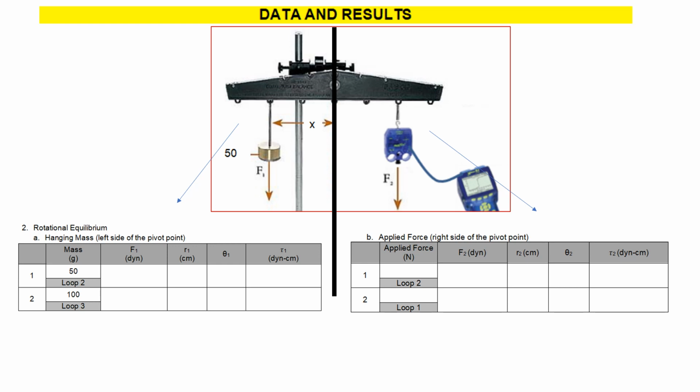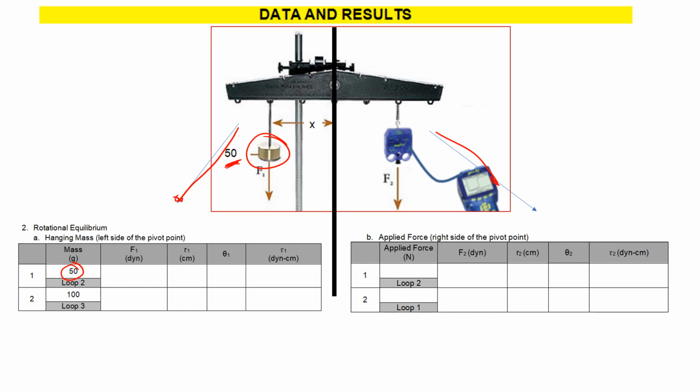So this is actually the setup again. This left side is intended for the first table, which is the hanging mass, and then the second side, the right side, is intended for the applied force. Again, the hanging mass should be placed here. Assuming this is 50 grams, the 50 grams should be placed here.